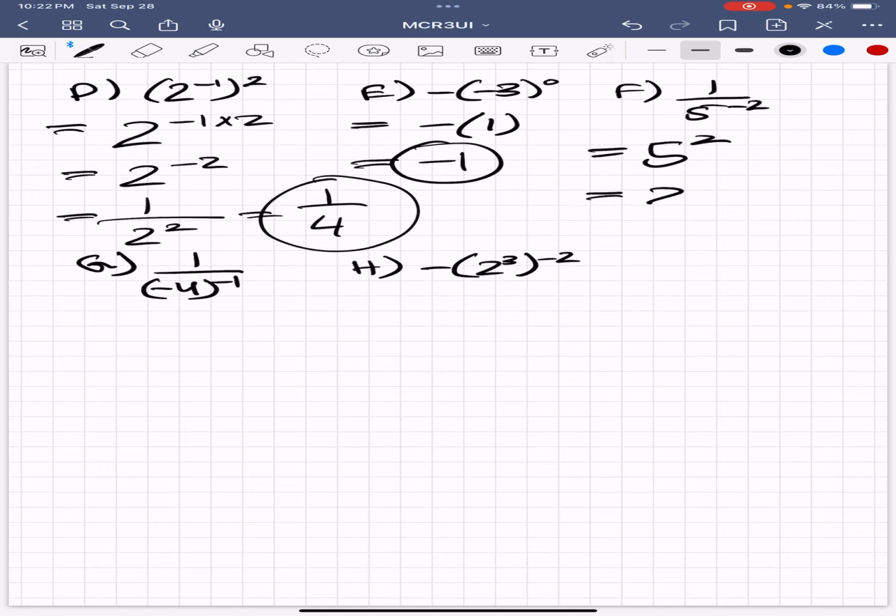So 5 to the power of 2 is 25. Circle it. So we use the negative exponent law, moving 5 to the power of negative 2 up to the numerator to make the exponent positive. And then we evaluate 5 to the power of 2 to get a final answer of 25.